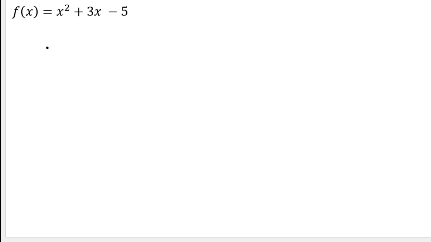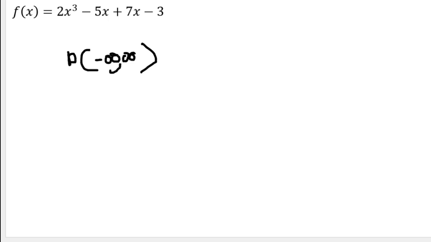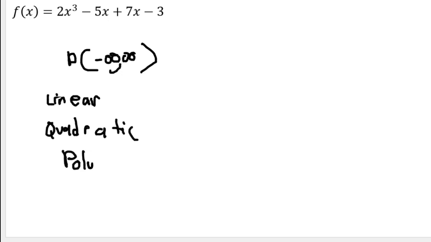Another example is f of x equals x squared plus 3x minus 5. This is a quadratic function and its domain is still going to be negative infinity to infinity, as well as polynomial functions. Their domains are from negative infinity to infinity, all real numbers. So in the case of linear functions, quadratic functions, and polynomial functions, the domain is all real numbers. They range from negative infinity to infinity.